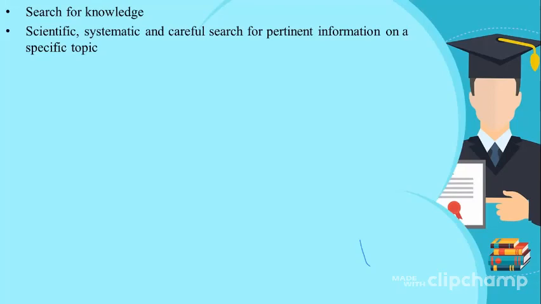And the search should be through specific points. There should be a careful search through some specific points. We should have a specific topic. We cannot go through the entire thing. If I say that I want to work on earth science, we cannot do that. Earth science is a huge topic. We have to take one specific thing out of the entire thing. We must choose a specific topic.